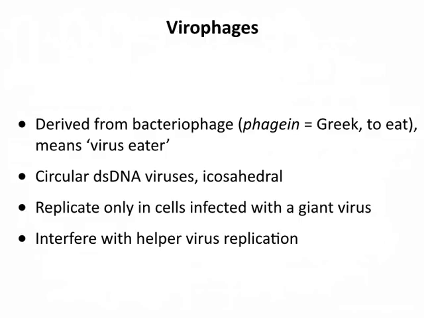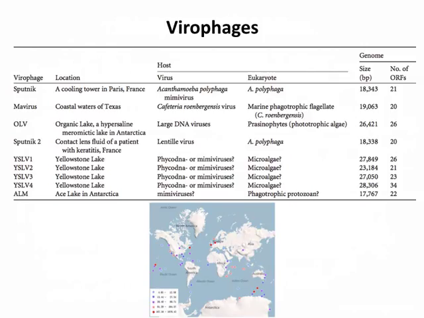All right, so it's a little different. Some of the traditional satellites do that as well, so that's not unusual. But what's unusual here is that these are rather large, as you will see. So here are some of the virophages that have been identified. The first one was called Sputnik, and this was isolated from a cooling tower in Paris, so they named it virophage over there in France. The helper virus is Mimi virus, which replicates apparently in amoeba. So this Sputnik is a satellite of Mimi virus.